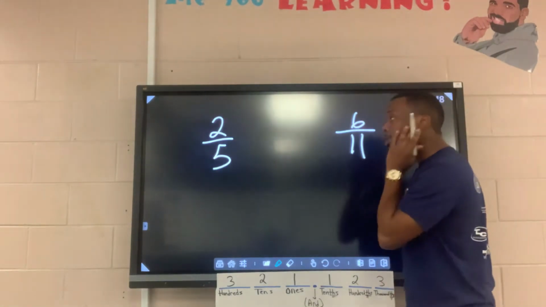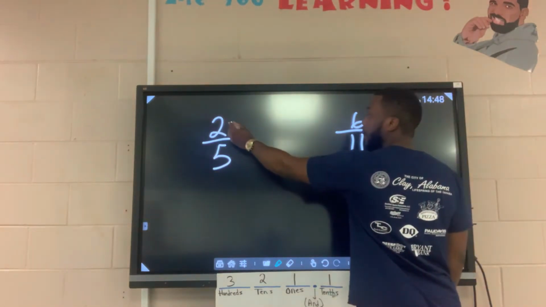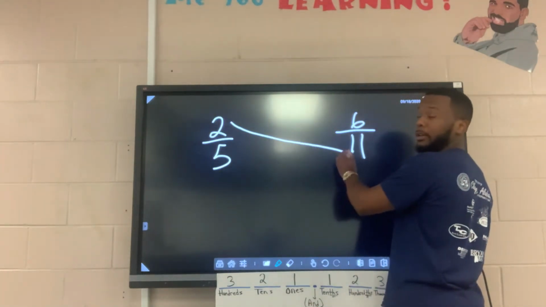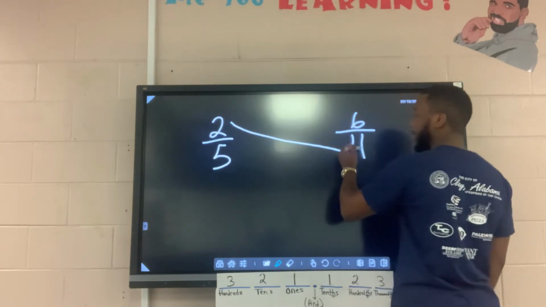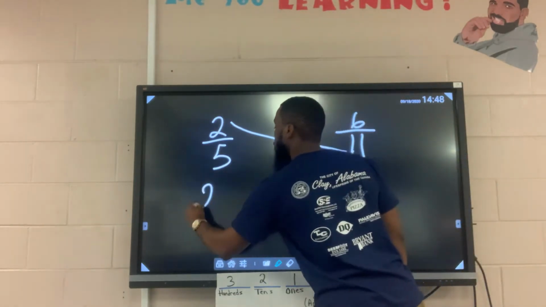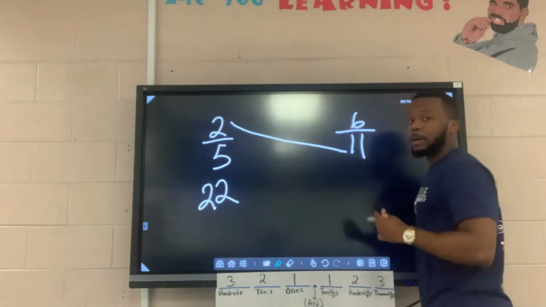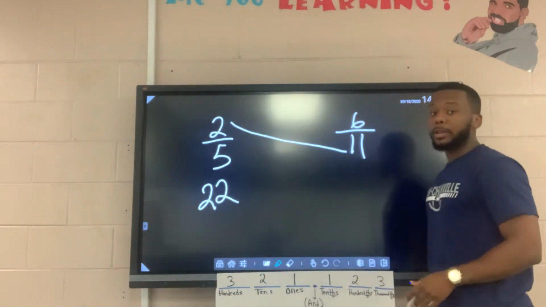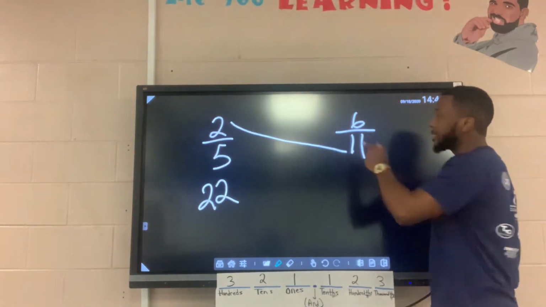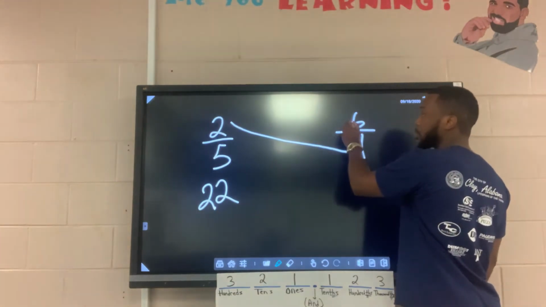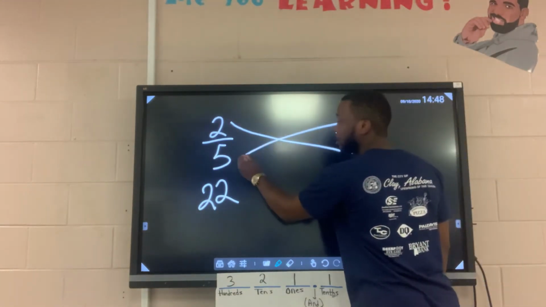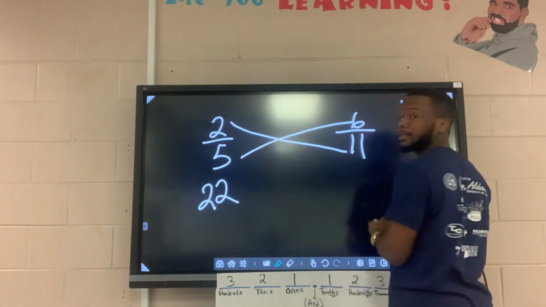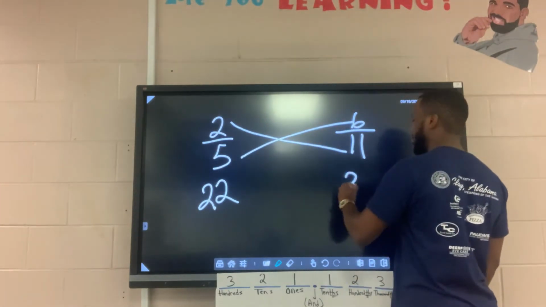So I'm going to take the numerator of my first fraction and multiply it by the opposite denominator. 2 times 11 is going to give me 22. Remember that number should go on the side of the numerator that you start with. Next, I'm going to take 6 and multiply it by 5, numerator by the opposite denominator. And 6 times 5 is 30.